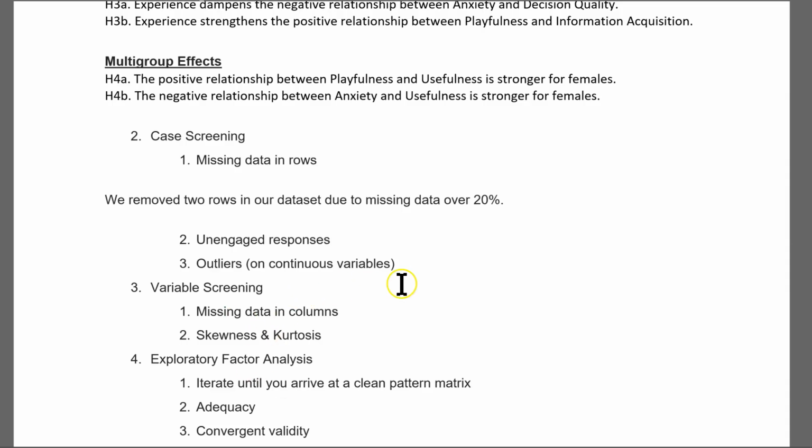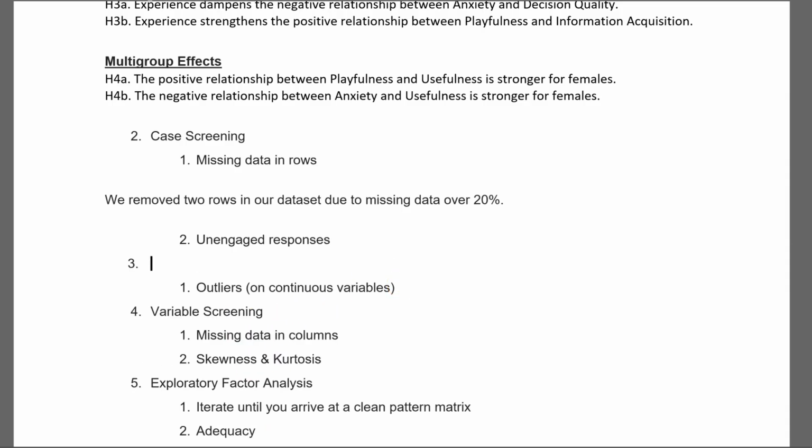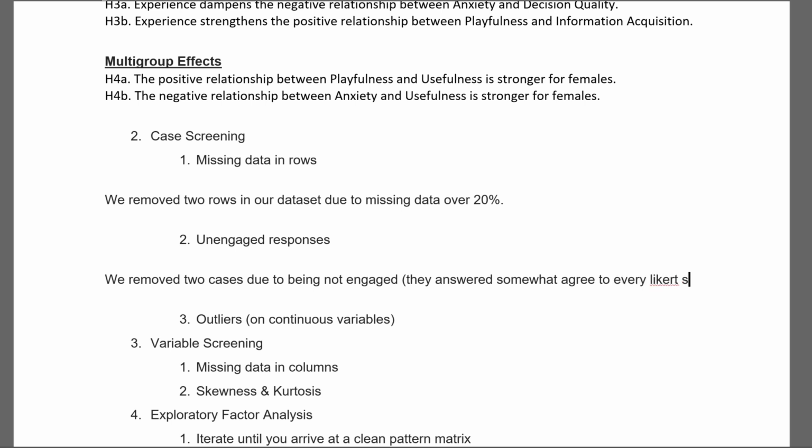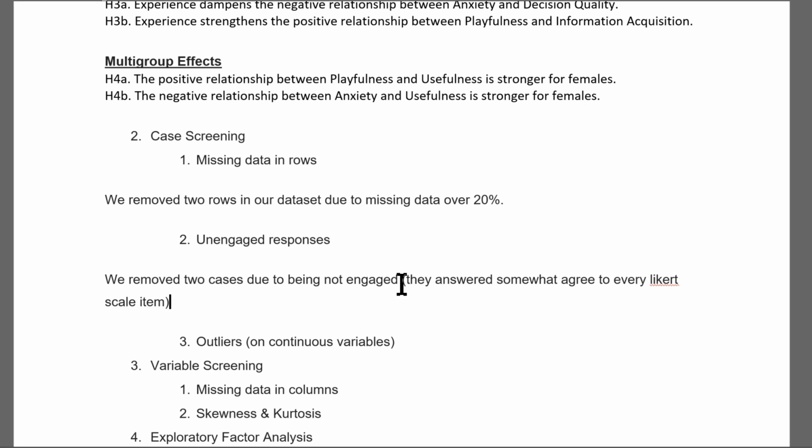So what should we do? We should go back to our little thing here and say, we removed two cases due to being not engaged. What does this mean? They answered somewhat agree to everything. Every Likert scale item. There we go. Something like that.